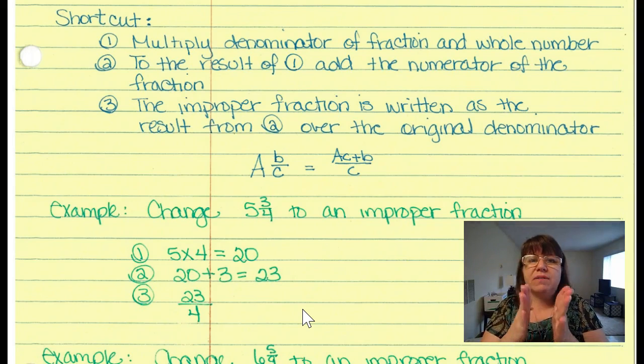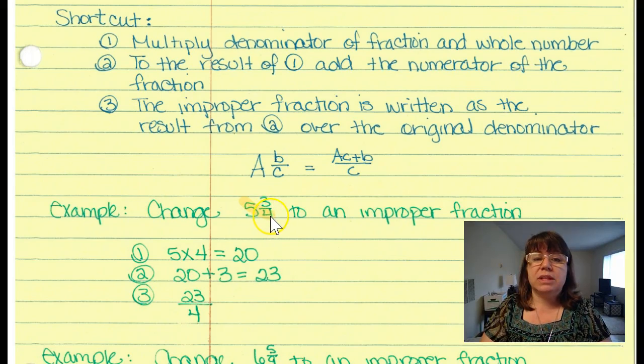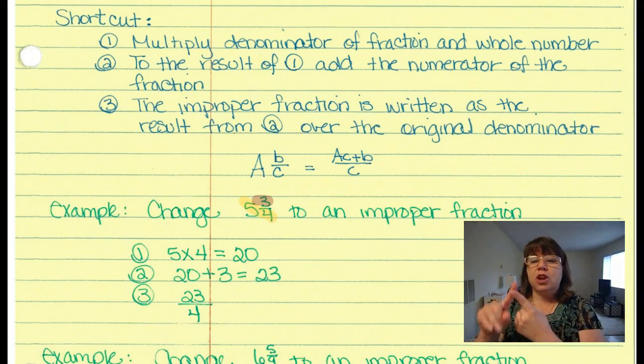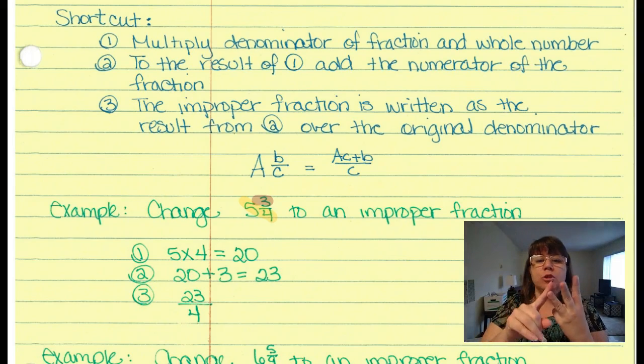So let's see that in action. Let's change 5 3/4 to an improper fraction. Once again, I'm going to multiply my whole number and our denominator. 5 times 4 is 20. But then I need to add the numerator to that. So 20 plus 3 is 23. So our improper fraction is going to be 23/4. It's going to take a little bit of time, practice maybe, to get that method down. But it's denominator multiplied by the whole number plus the numerator that will become our new numerator.